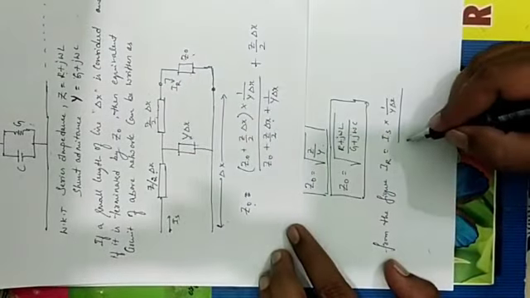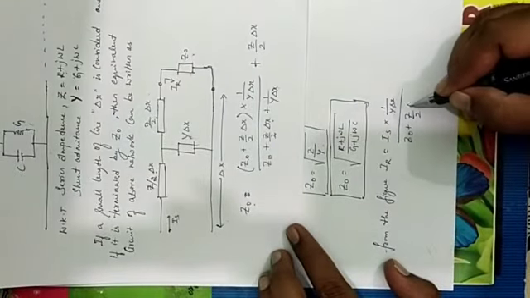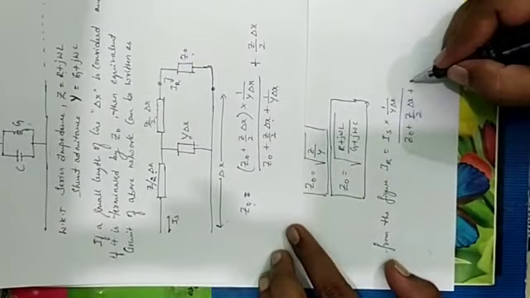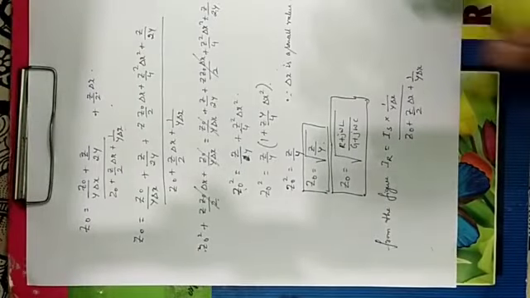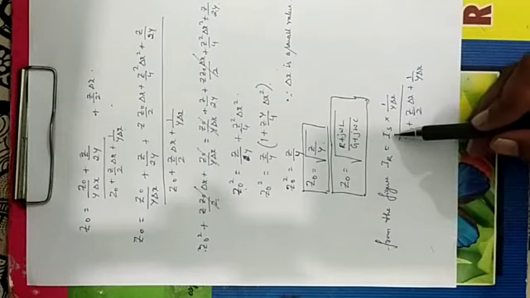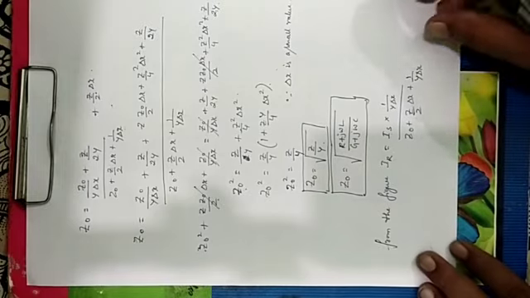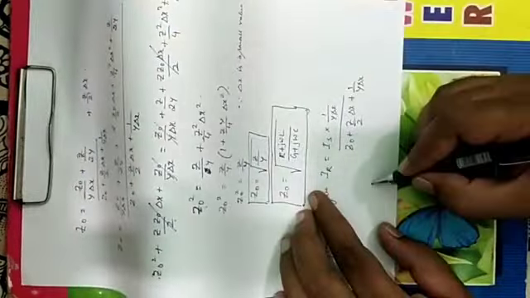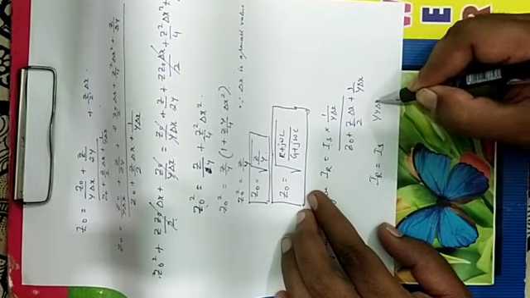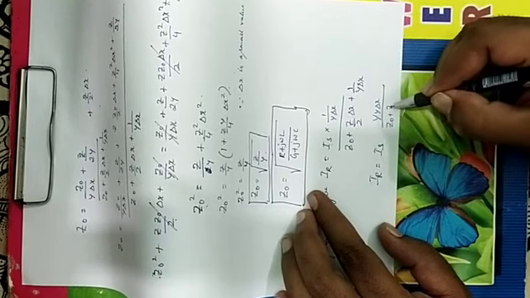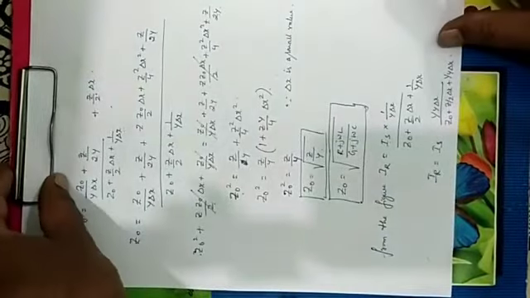Total impedance is Z0 plus Z by 2 delta X plus 1 over Y delta X. So here the branch current IR is equal to the main current into the impedance of the opposite branch divided by the total impedance. So IR is equal to IS into 1 by Y delta X divided by Z0 plus Z by 2 delta X plus 1 over Y delta X. Okay.